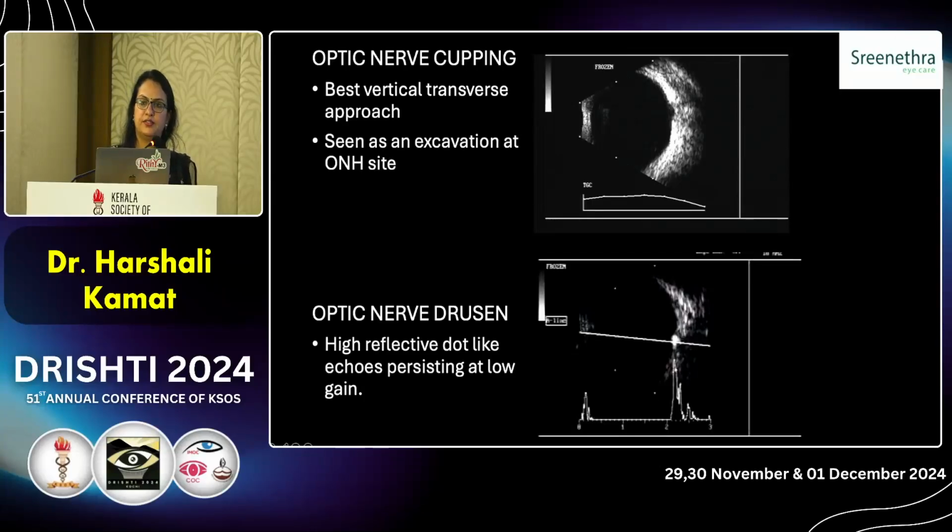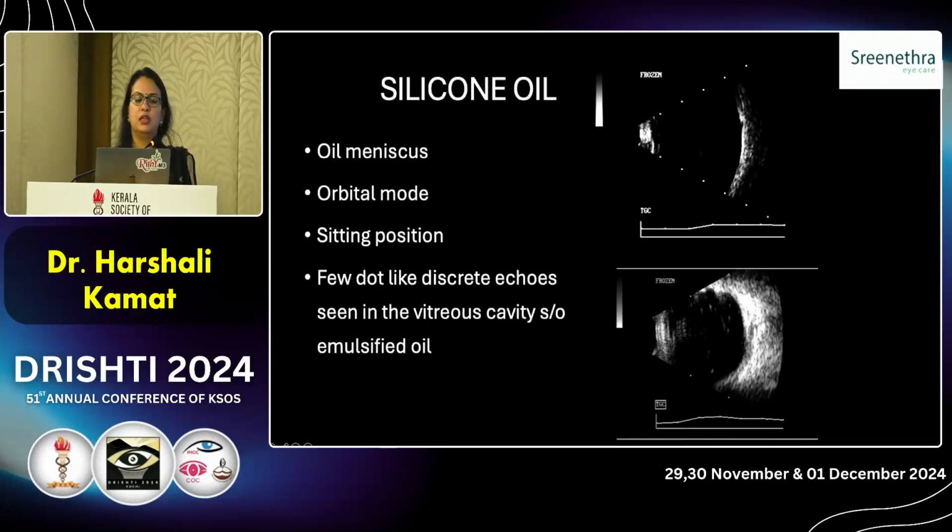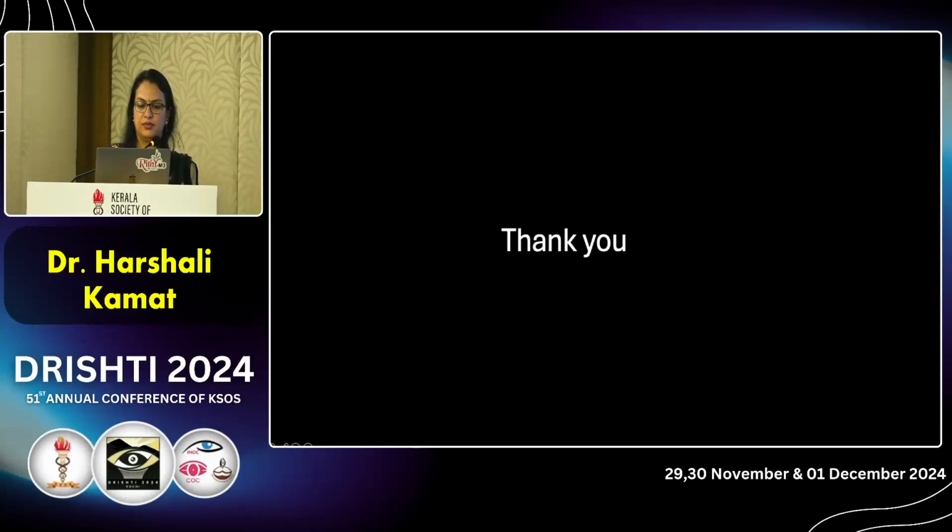A high reflective echo at the optic nerve head, which persists in low gain, can help you differentiate between a papilledema and a pseudopapilledema in case of optic nerve head drusen. Sometimes in post-vitrectomy surgery, when you have a mature cataract and you see certain features like an apparently enlarged globe with the oil meniscus, it's an oil-filled eye. Post-SOR, you may find discrete echoes in the mid-vitreous cavity.